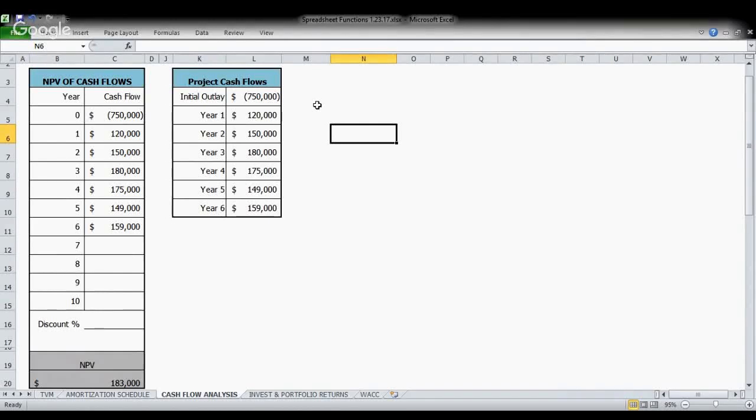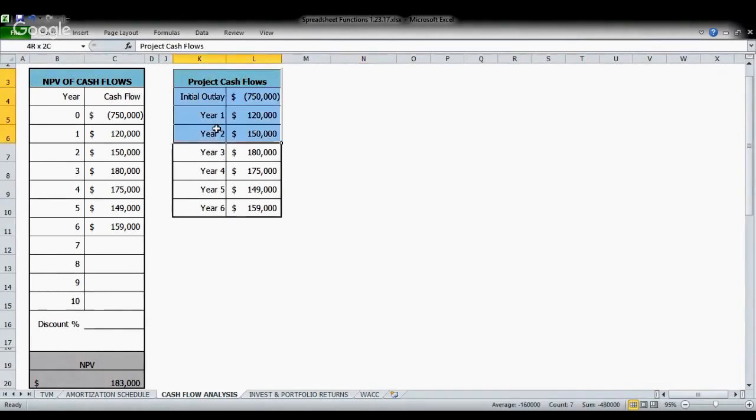I'm going to try to help you today with the net present value of uneven cash flows. What we have here is a project with which we've been presented, and that project has a cash outlay of $750,000. Then in years 1 through 6, at the end of each year, we're going to receive a payment back. So I'm going to show you how to use Microsoft Excel and the net present value function to find the net present value of these cash flows.